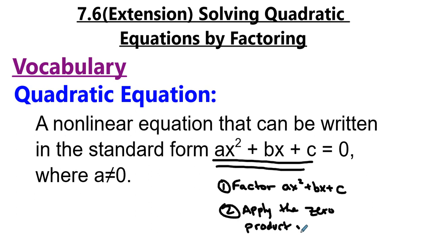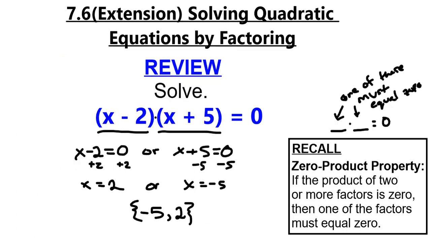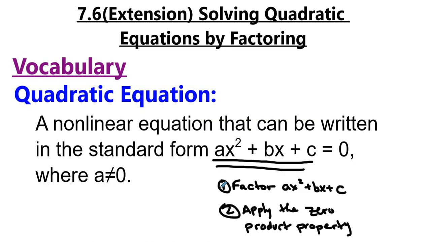And that's what we were just doing on the last slide. So that's what we're doing on this one here, where we set each of these factors equal to 0, because if you're multiplying two factors and getting out a 0, one of the factors must equal 0. So those are the steps we're going to follow for this lesson, solving quadratic equations by factoring.